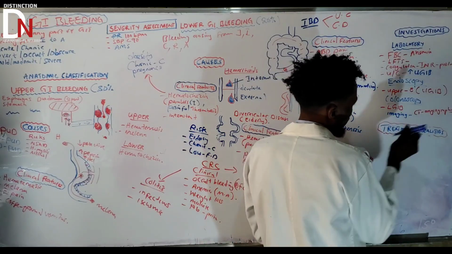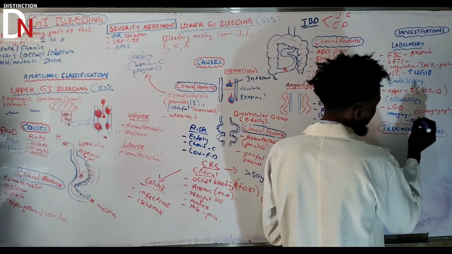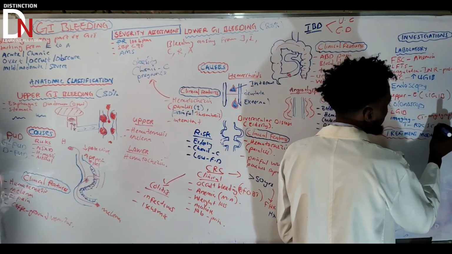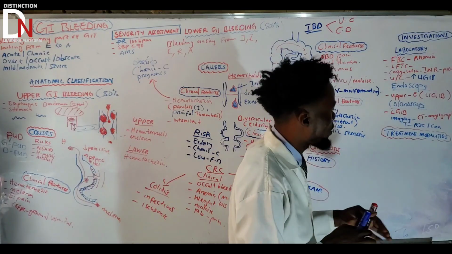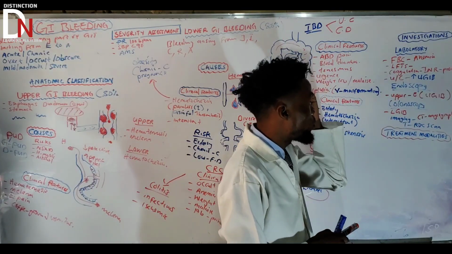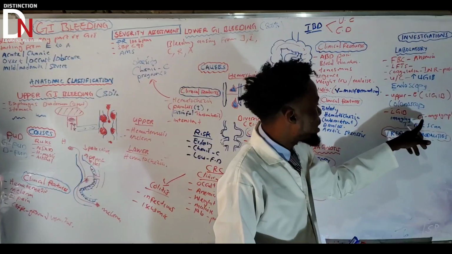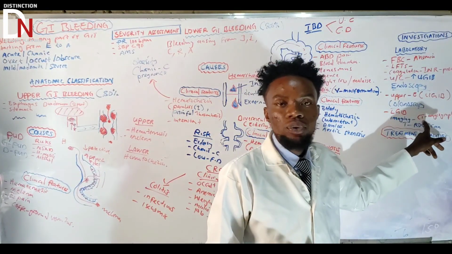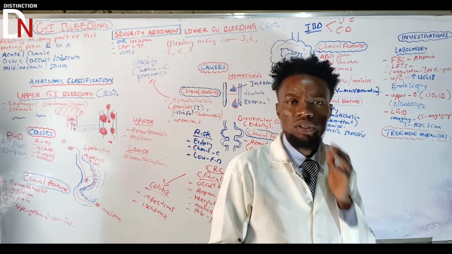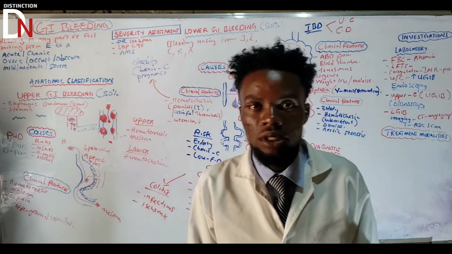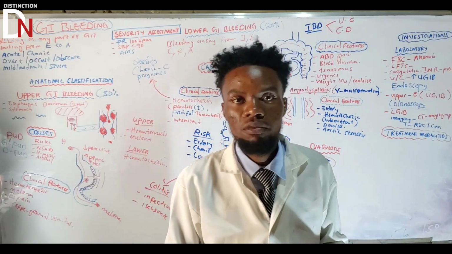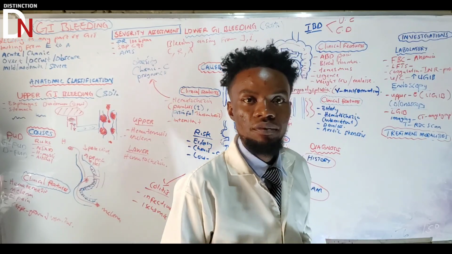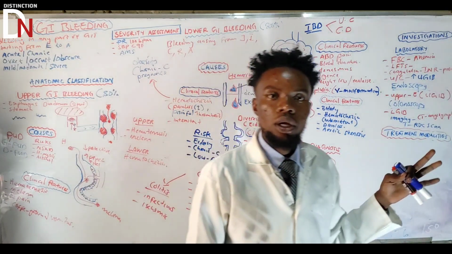Or there is also another one: the tagged red blood cell scan. So these are the important imaging studies that you can do. If you look at CT angiography, it can only be done when you can't find the source of bleeding. What do you say about the type of bleeding where you can't find the source? That is obscure bleeding. So CT angiography is used in obscure bleeding.